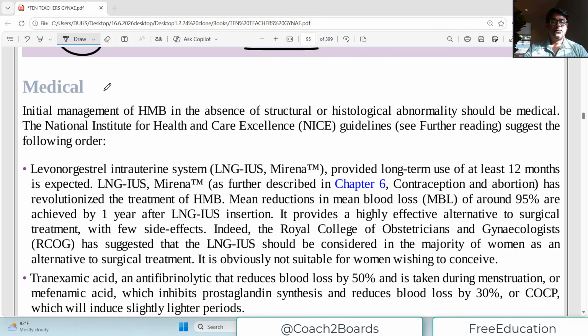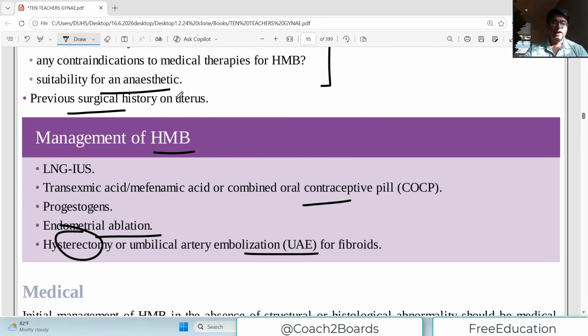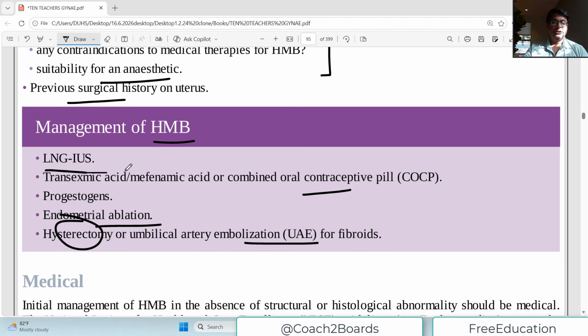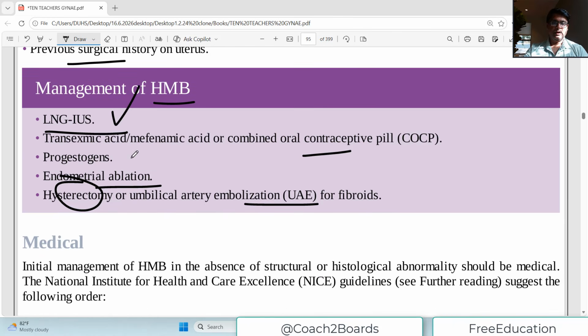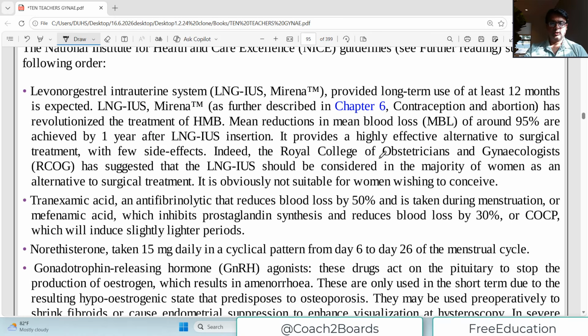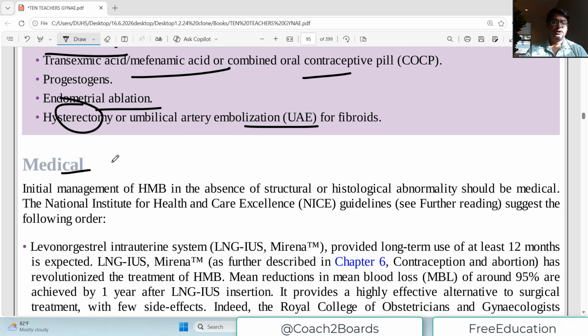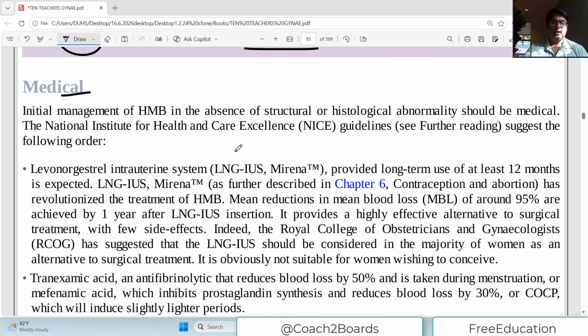So medical treatments, for example, अब हम ये सब डिस्कस करते हैं जो यहाँ टेबल में चीजें दी हुई है ना, कि LNG-IUS है क्या, मेफेनेमिक एसिड या ट्रांसएक्सिमिक एसिड कैसे यूज करना है. So let's talk about them. These are all the medical treatments where you are doing something medically, obviously. Initial management is in the absence of a structural or histological abnormality.